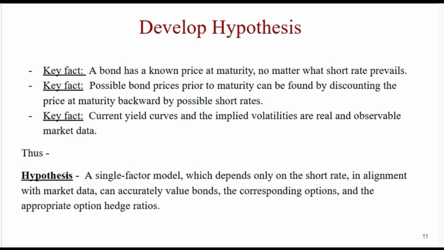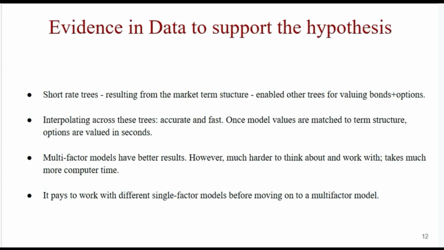So our hypothesis in this paper is a single factor model which depends only on the short rate, in alignment with market data, can accurately value bonds, the corresponding options, and the appropriate option hedge ratios. Is there evidence in the data to support the hypothesis of this paper?